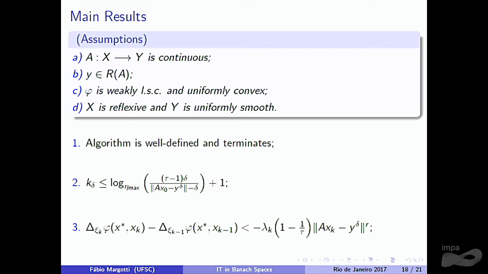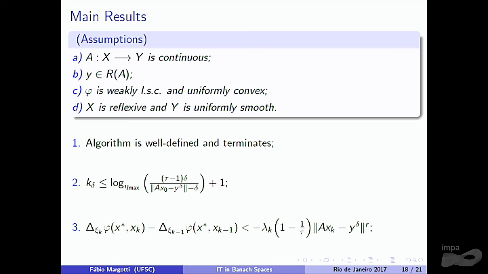This is here in the main results. These are the assumptions we need. X is linear, linear is not written here, but it needs to be linear and continuous. Okay, the inverse problem needs to have a solution. And phi, this is very important, needs to be weakly lower semi-continuous and uniformly convex. And we also have some assumptions on the spaces. X is reflexive and Y is uniformly smooth. This is a little stronger. We don't need so much, but okay, it's enough for what we need here.